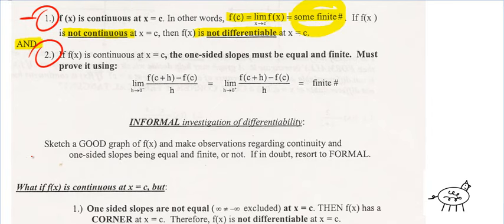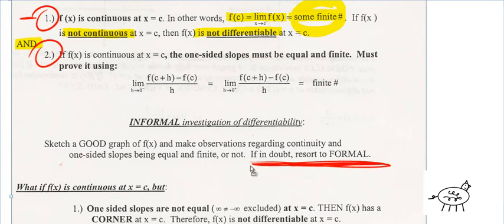Let's talk about an informal one. First of all, you make a good sketch of something and make observations regarding continuity and whether one-sided limits are equal and finite or not. Again, we'll talk about that more tomorrow. But if in doubt, resort to formal.